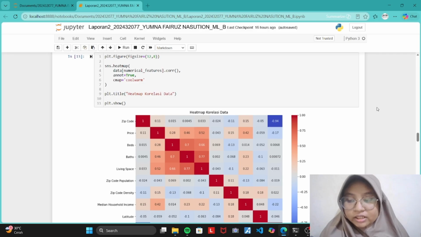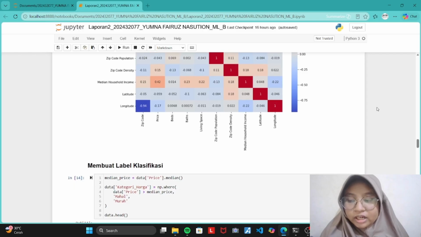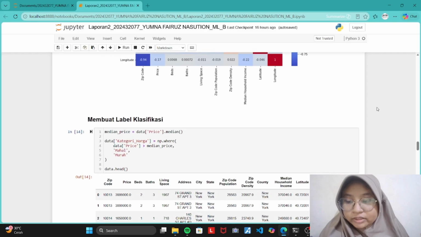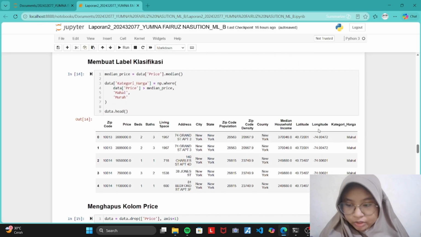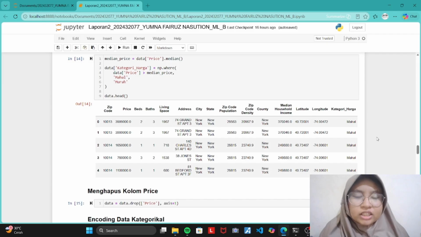Because naive Bayes is a classification algorithm, the price column could not be used directly since it contains continuous numerical values. Therefore, I converted the price into two categories, expensive and cheap, based on the median value. After creating the classification label, I removed the original price column to avoid data leakage.